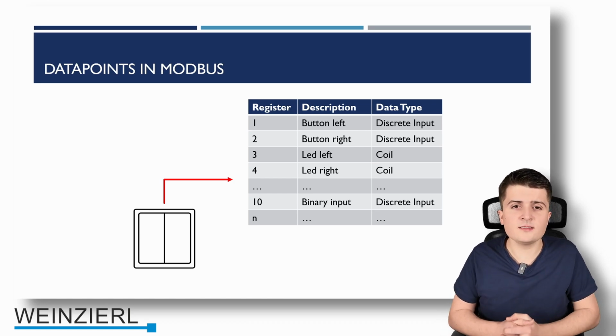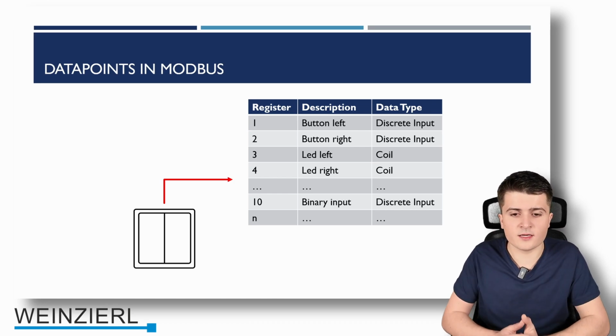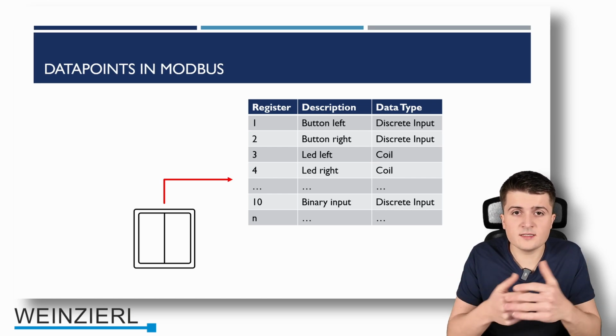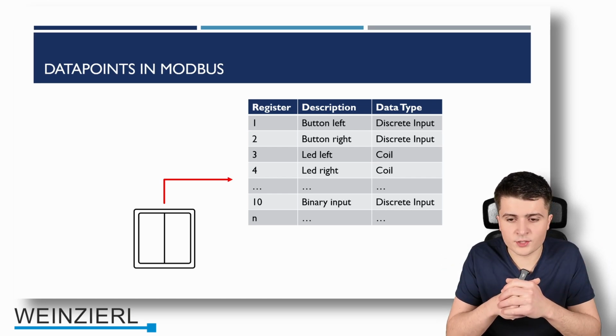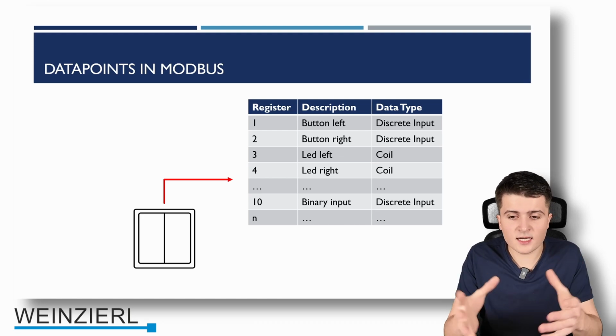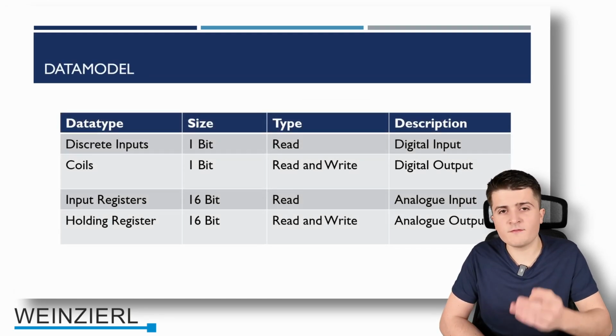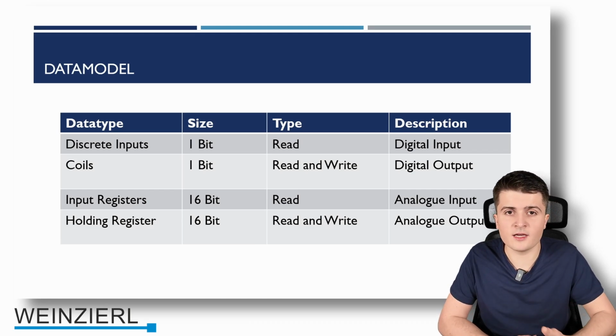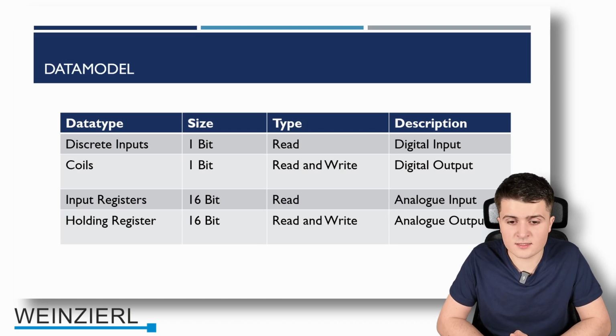Now here in this list you can already see two important things. First of all, the register ID of the data point, so basically the address of the data point. And in the last column you can see the data type. And in Modbus we only have 4 data types, as you can see here. And the difference between those is first of all the size. So you can see we have 2 data types with a length of 1 bit and 2 data types with a length of 16 bit.